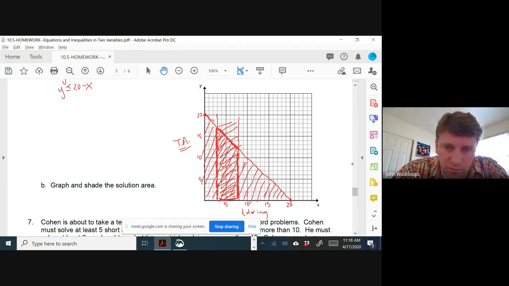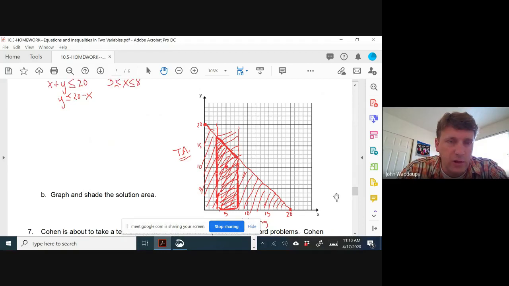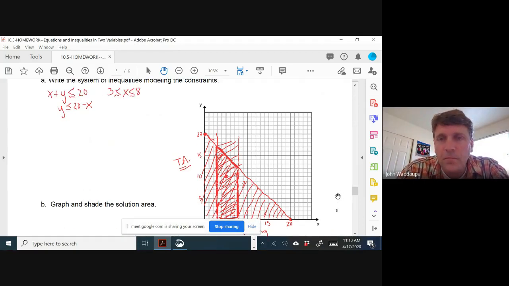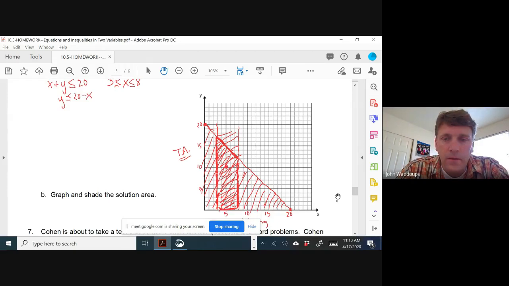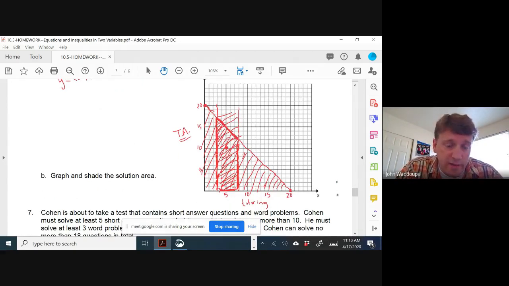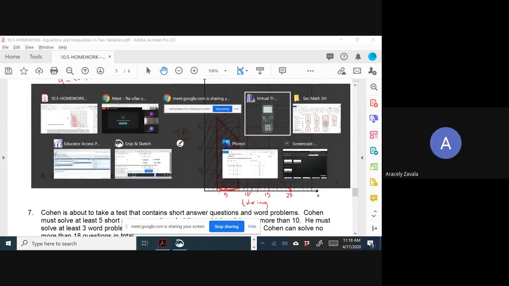If I took this point right here where x is 5 and y is 10, that's 15, and that's still less than 20, so that works also to solve this system of inequalities. So long as you're working more than 3 and less than 8, but also keeping in mind that the sum total has to be less than 20. And so that shaded area there is the solution to this situation. Okay, thank you. You're welcome.